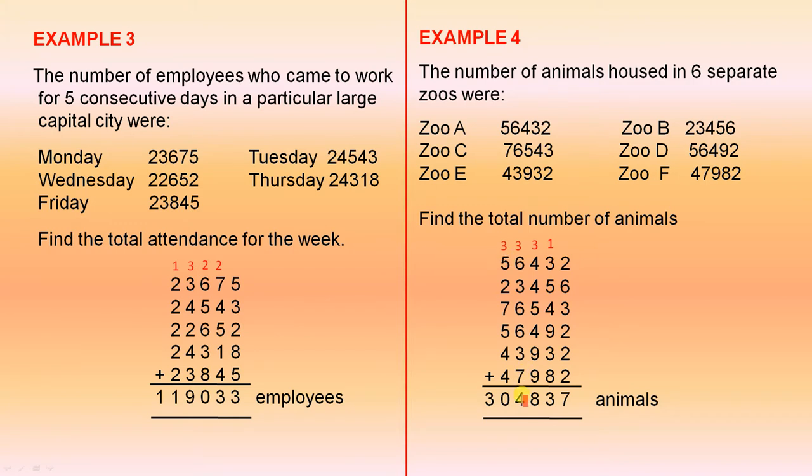That gives us 34. Units, tens, hundreds, thousands, 10,000s. So that 3 is really 30,000. We add all those up: 8, 13, 20, 25. That's 30. So 304,837 animals.